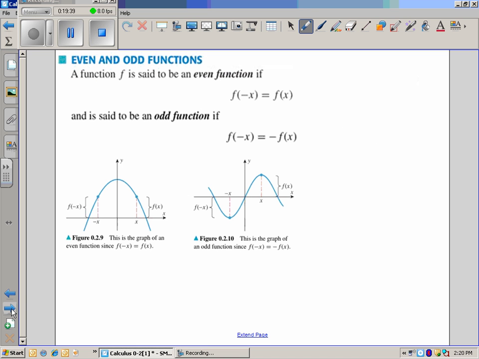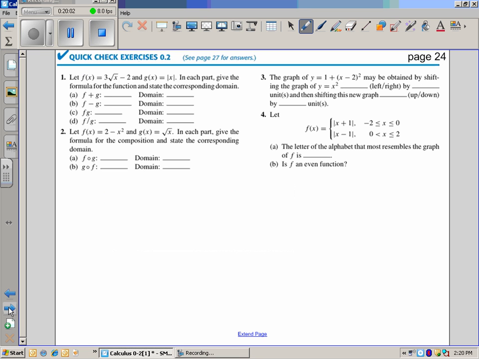A function f is said to be an even function if you can switch the input by sign here and you get the same output. It's an odd function if when you change the input, you also change the output. Which becomes extremely important in terms of language, inputs and outputs. What you're going to do now is tackle the quick check exercises, and those are on page 24. And once those are completed, you will be ready for the discussion in class.